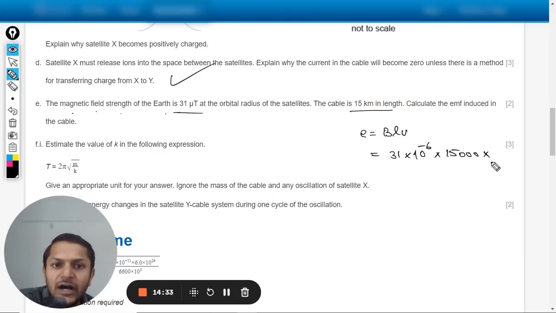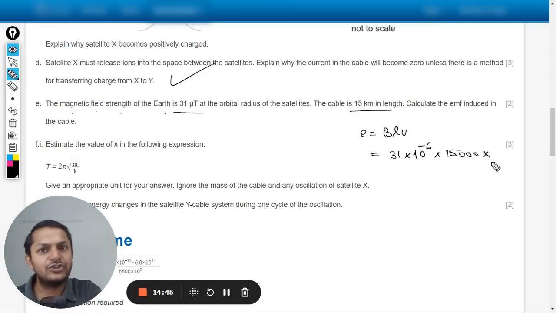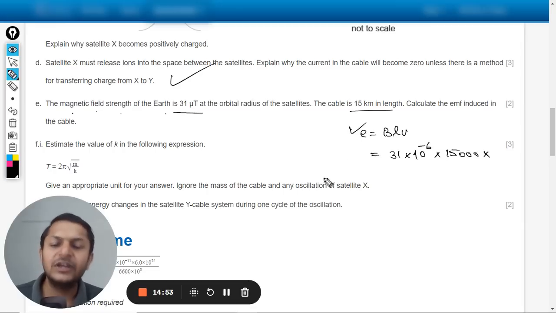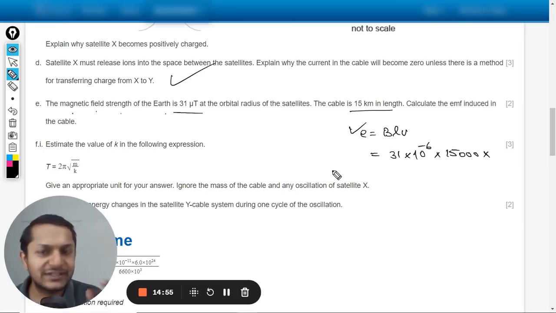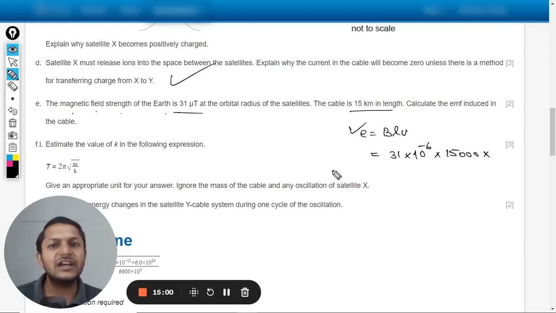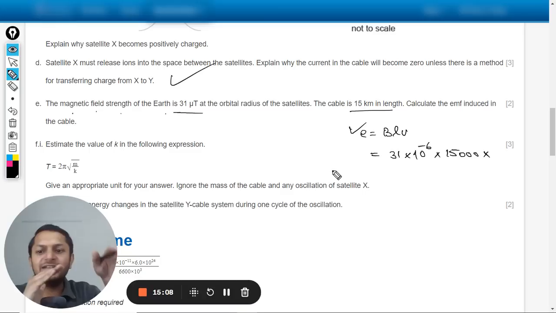See, although we cannot say that it is a straight wire and the wire is moving in exactly a straight manner, because it is actually moving in a circular manner. But because that formula is not in our syllabus, I am sure that you would be required to use the same formula, which is BLV. So V can be the velocity of the satellites, and we can just assume that both of the satellites are moving with the same velocity, and there is no relative velocity because it is circular motion.